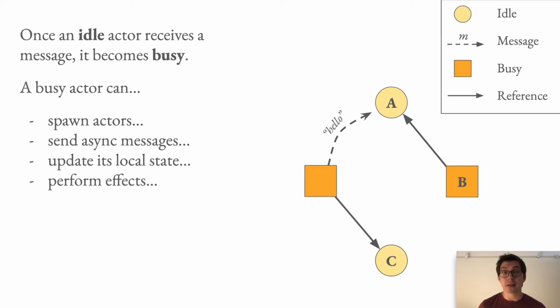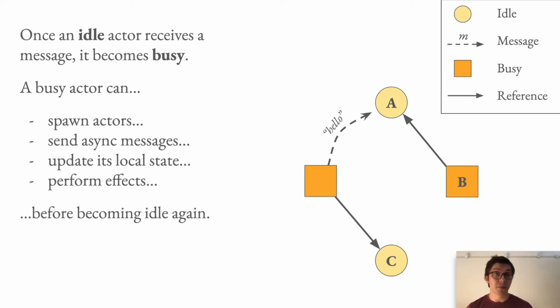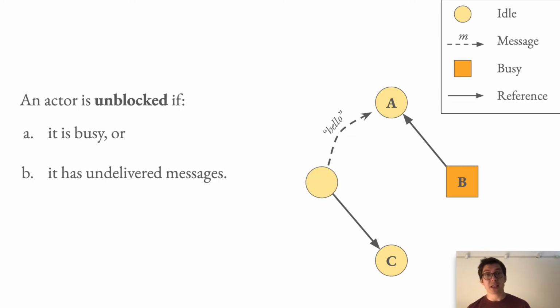And finally, most popular actor languages allow actors to perform some kind of effect, like writing to a file. And once a busy actor has done everything that it wants to do, it can become idle again, ready to receive another message. One last piece of terminology I want to introduce is the concept of an unblocked actor. That just means that either the actor is busy now or it has an undelivered message, meaning it'll be busy at some point in the future. In this configuration, the unblocked actors are A and B, highlighted in blue.